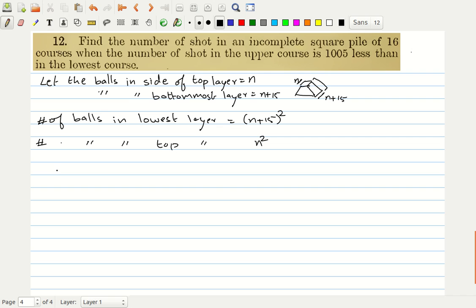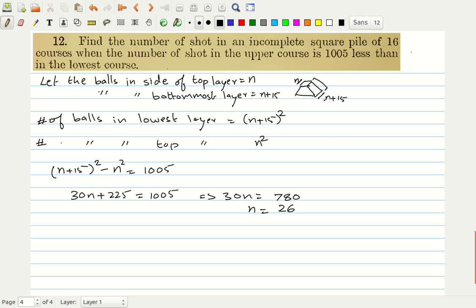Now we have been given this difference, so we know that n plus 15 squared minus n squared is equal to 1005, and you simply solve this problem. n squared minus n squared will cancel. 2 times 15 is 30n, plus 225 is equal to 1005. So 30n is equal to 780, and n is equal to 26, right?